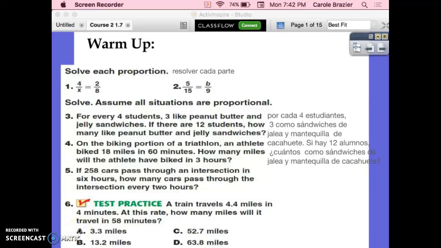Hi guys, you need to pause the video and solve the warm-up. Once you're finished solving the warm-up, resume the video and I will give you the answer. So pause the video and then resume it when you're ready.